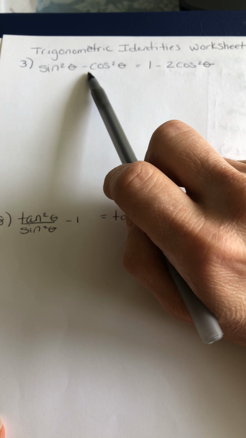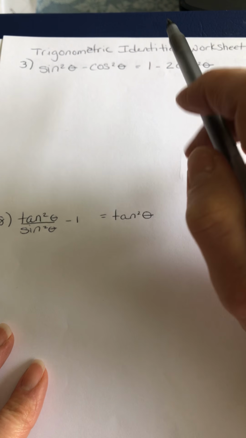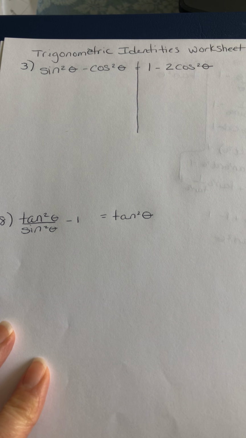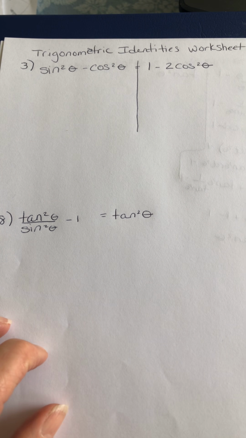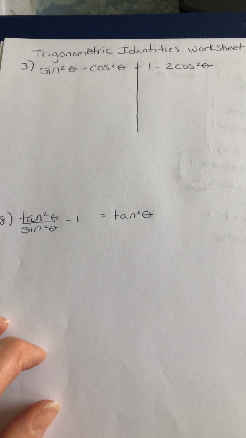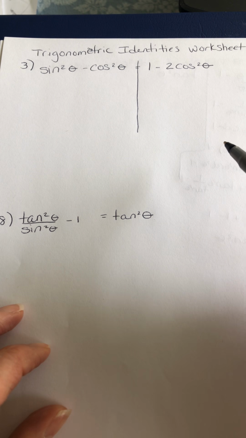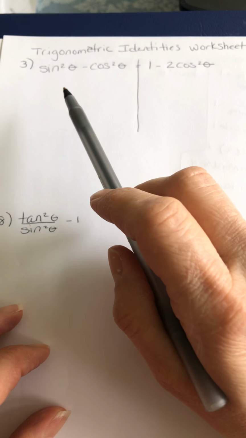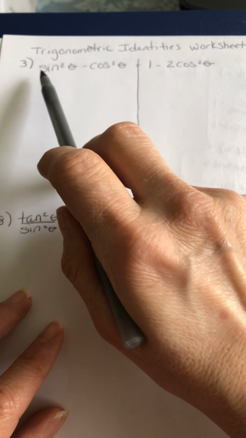We have sine squared theta minus cosine squared theta equals 1 minus 2 cosine squared theta. What I like to do when I prove a trig identity or verify a trig identity is I make a wall. And I'm going to work with one side of the equation and try to get it to look like the other side. So this is not like solving. We don't go back and forth across the wall. We try to pick the more difficult side to work with and try to get one side to look like the other. So I'm going to choose to start on the left here. And sometimes that's a judgment call, but that's what I'm going to do here.